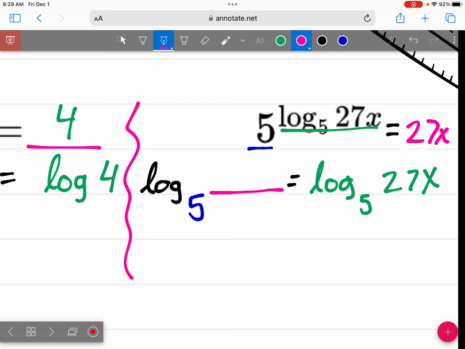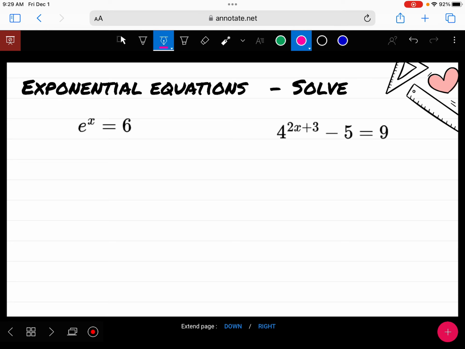So if the base of your log and the base of your exponential are the same, they cancel each other out. They are inverses. Those two pieces cancel out, and we're just left with the 27x. We're going to do a lot of switching between exponential form and log form today while solving. Lots and lots of it. Okay?